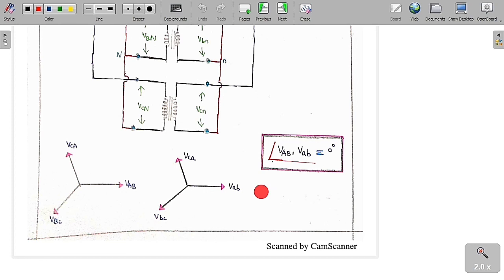See, all this phase displacement means, I have already told you, this is the phase difference between the phase voltages of the high voltage winding and the low voltage winding. All these things I have also discussed. So we will discuss further.